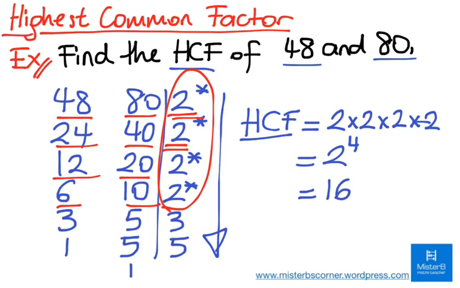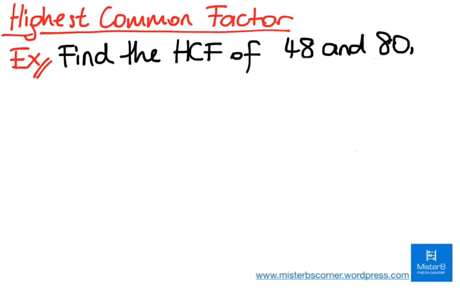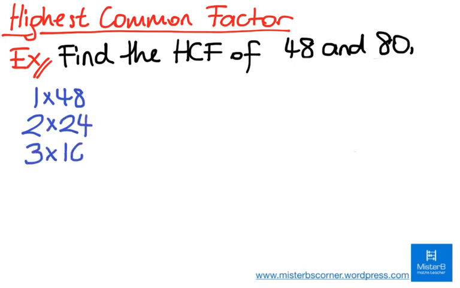So what does this mean? What does it mean to have the highest common factor of 48 and 80 being 16? Well, let me show you. Let's write factors of 48. So it is 1 times 48, we know this from last video, 2 times 24, 3 times 16, 4 times 12, 5 is not a factor, and 6 times 8, and I'm at the end of my list.